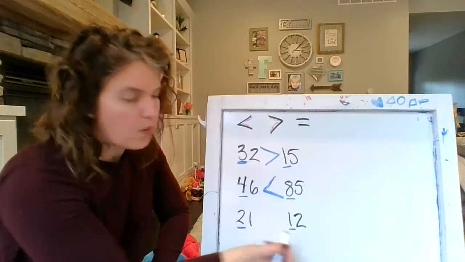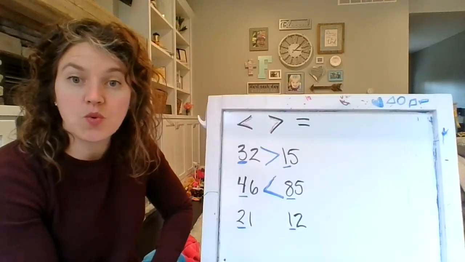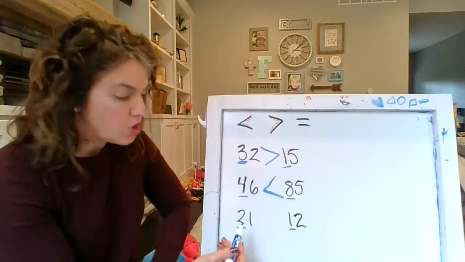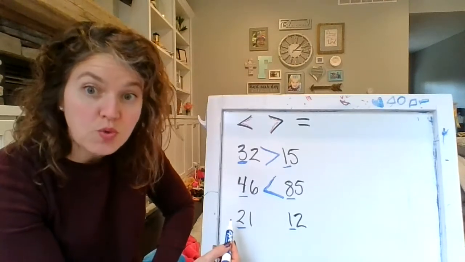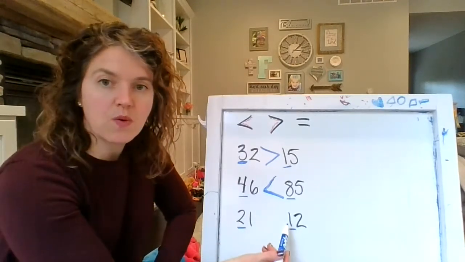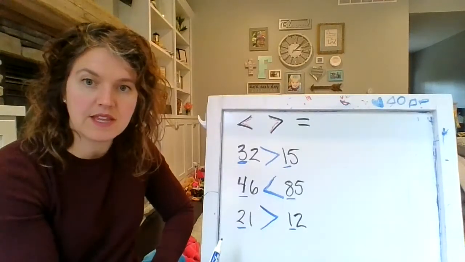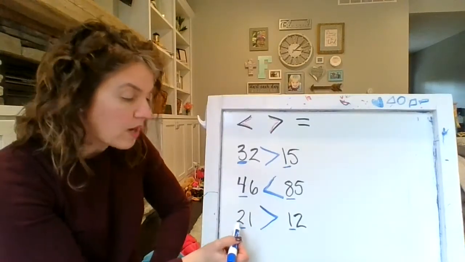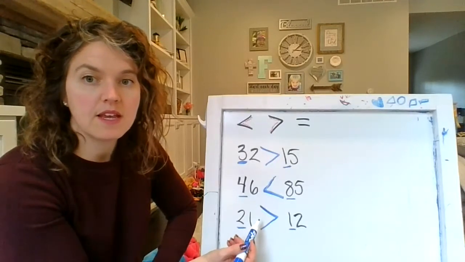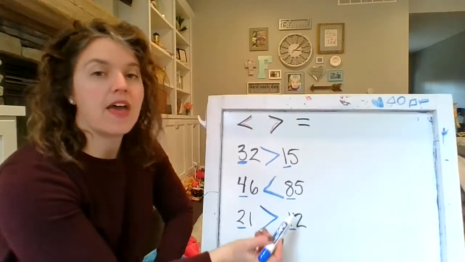21 and 12. Which one is greater? 21, because it has 2 groups of 10, and this one only has 1. So the alligator mouth would go toward this, and we would say 21 is greater than 12.